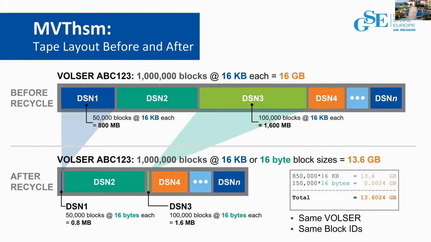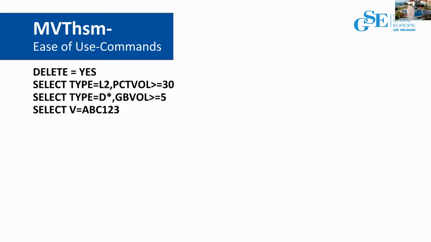Now, there are different control parameters that you can set when you're running this off-host HSM recycle. As an example, you can say delete equals yes. Delete equals yes means that when you go through this process, you're actually going to delete those invalid blocks and replace them with the 16 byte block instead of the full size block.